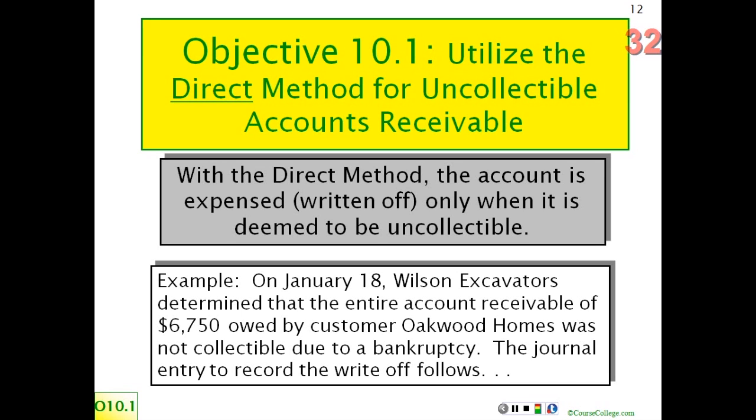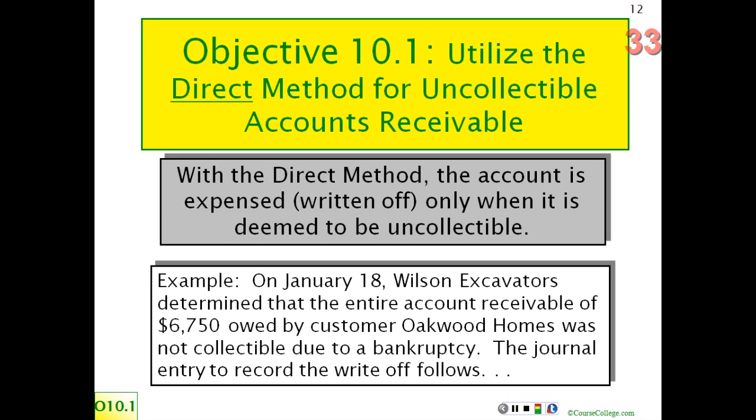Little firm here, this could be happening right now. It is happening. Wilson Excavators, they're working for a home builder. They're owed $6,750 by Oakwood Homes, and they just get a notice in their offices. She opens the mail. It's a bankruptcy notice. They've been notified that their customer, Oakwood Homes, is bankrupt.